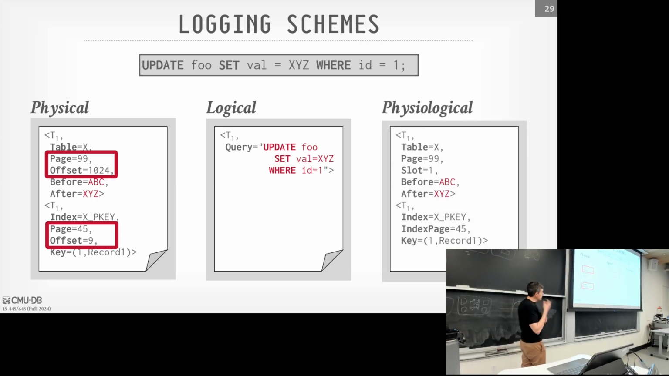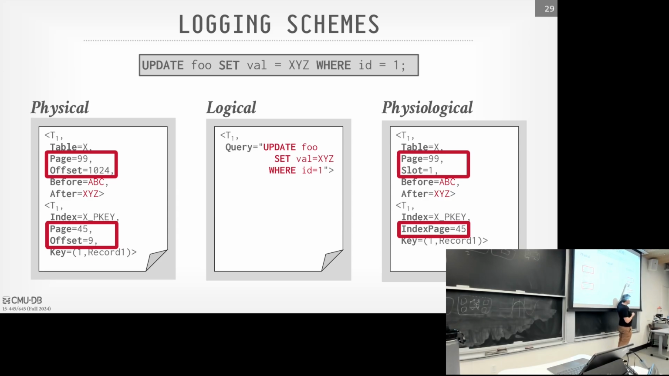And then physiological logging is a hybrid approach, where I'm still recording the changes I'm making within a page, but I'm just telling you here's the page number that I modified, or here's the index page that I modified. I don't know where the change is actually going to get applied. The system will figure that out upon recovery. So most systems are going to do physiological logging because it provides more flexibility upon recovery, more freedom when the system boots up in how to reapply the changes. So you don't have exactly the same physical layout within a single page from one crash to the next, or one recovery pass to the next.